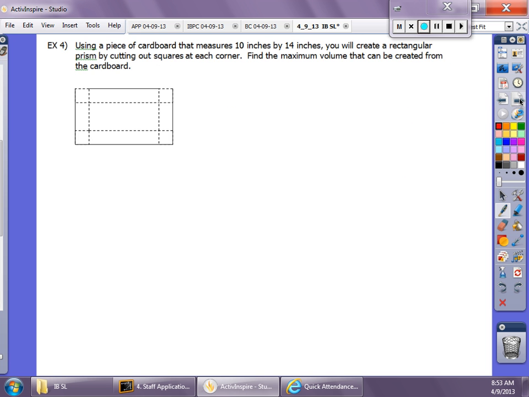Let me see if I want to set up any others. Have you guys seen this one enough that I don't need to do it, the cardboard box? Yeah, so this one is where you cut out the corners. And you make the corners x. So this side is 14 minus 2x. This side is 10 minus 2x. And then the height is the x itself, because that's what folds up.